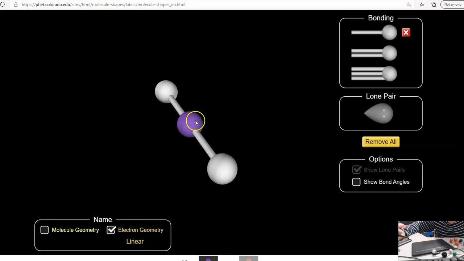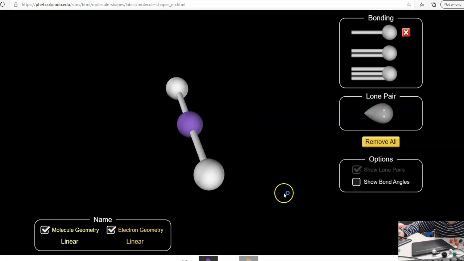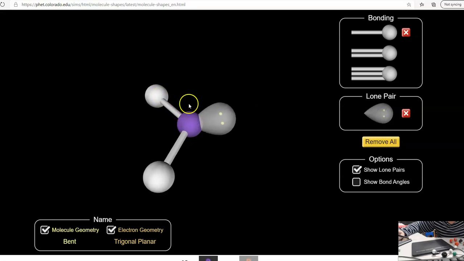And because there's no lone pairs, the molecular geometry name should be the same. Well, let's slap on a set of lone pairs. Look right there. If I take that lone pair off, look at how the two names change. Now I have 3 regions. The electron domain is trigonal planar because there are 3 regions, but because there's a lone pair, it changes the molecular name, and now it's called bent.